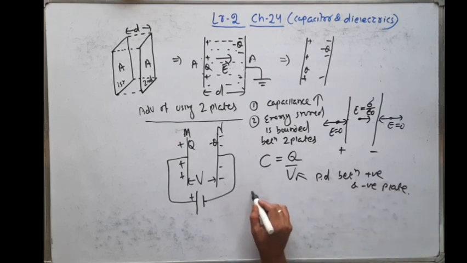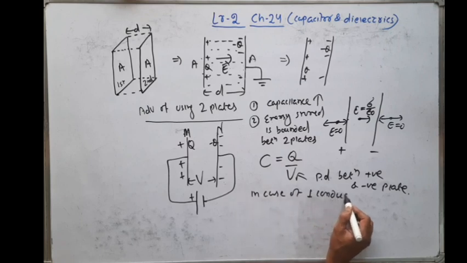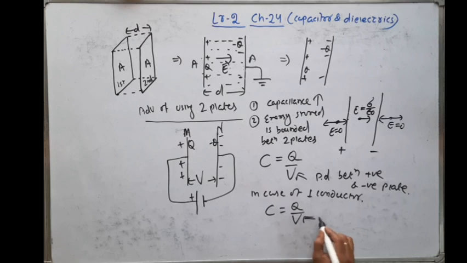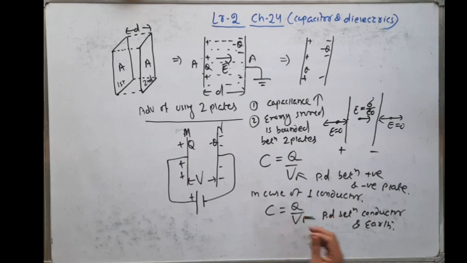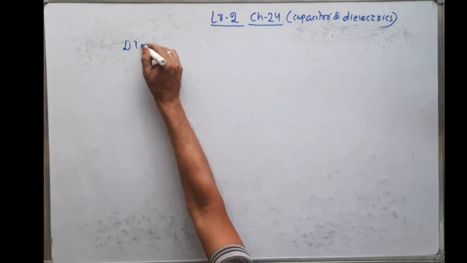In case of one conductor, we had also written C is equal to Q by V. But in that case, what is this V? It is the potential difference between that conductor and earth, because we are taking earth as the zero potential. I think it is clear. The unit is the same, that is coulomb per volt, that is farad. Now we will discuss dielectric.